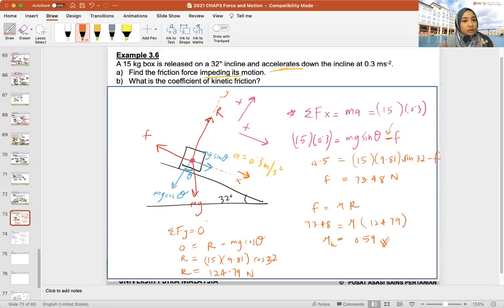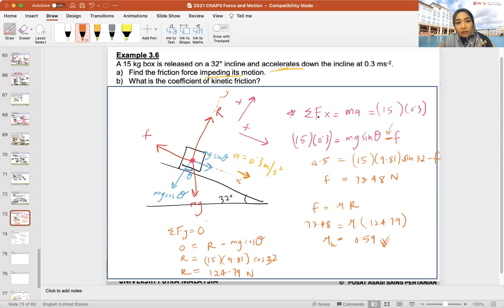We have the reaction force on an inclined plane. We have the reaction, we have mg. The direction of mg is not the same as our axes, so we have to resolve it into our axes. We have friction. Because it is supposed to oppose the motion, we know this is the direction. Okay, and then we know that this is our y-axis and this is our x-axis.